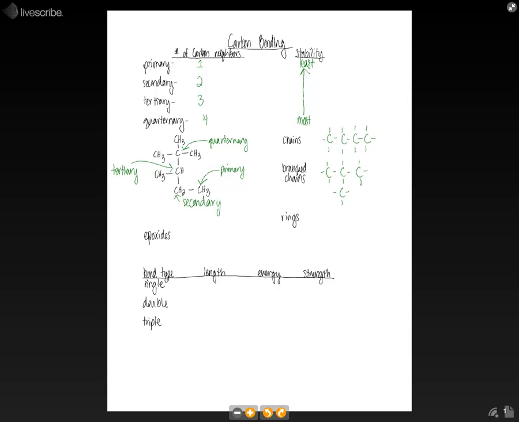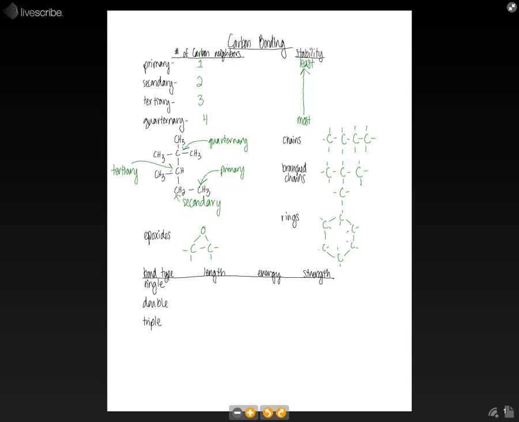And then a ring would look something like this, and then bound to hydrogen on the other remaining bonds. And then we can also have something that's called epoxides, and so their bonding structure is going to look like this, bound to this oxygen up top, and they form like these little triangle structures.